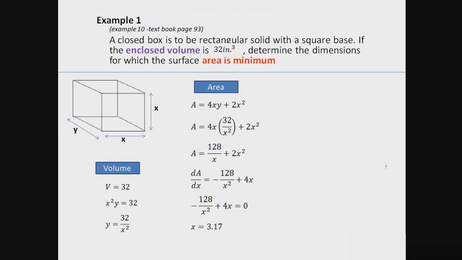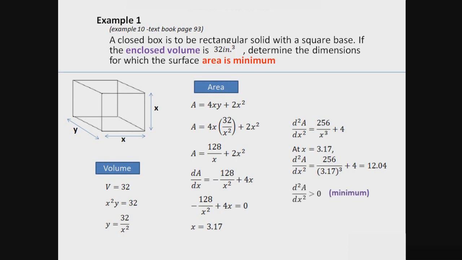The next step is that we need to identify whether the area is minimum or maximum. So we need to do the second derivative. We get 256 over x cubed plus 4. At x is equal to 3.17, we substitute into the second derivative, then we get 12.04, which is a positive value. So we now know that the second derivative is greater than 0, which makes the area minimum.